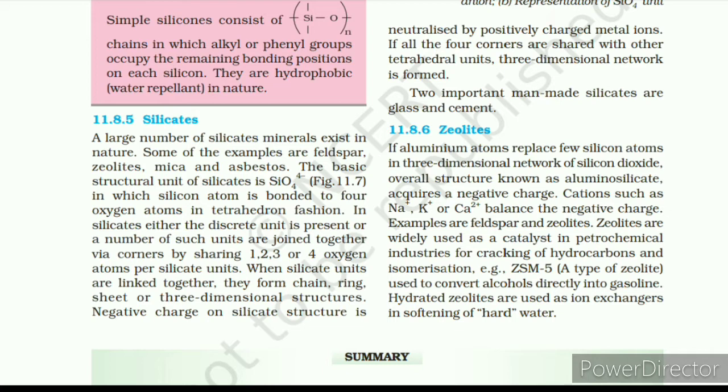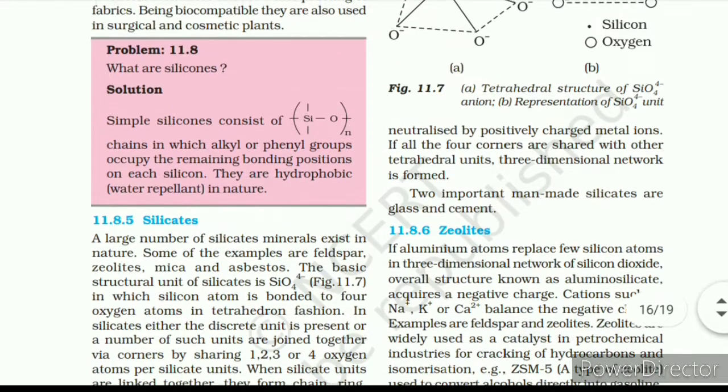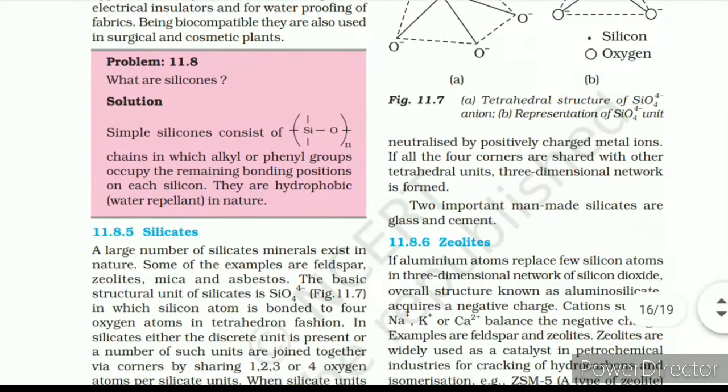11.8.6 Zeolites. If aluminium atoms replace a few silicon atoms in the 3-dimensional network of silicon dioxide, the overall structure is known as aluminium silicate and carries a negative charge. Cations such as sodium, potassium or calcium balance the negative charge. Examples are feldspar and zeolites.